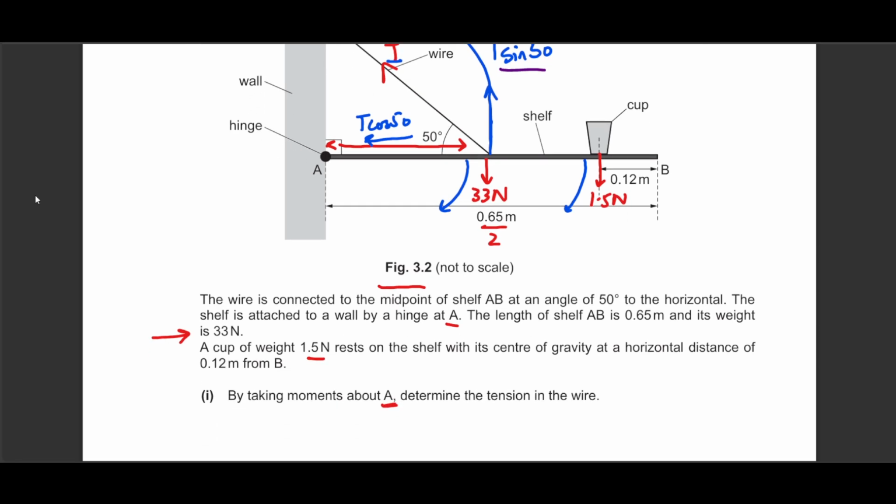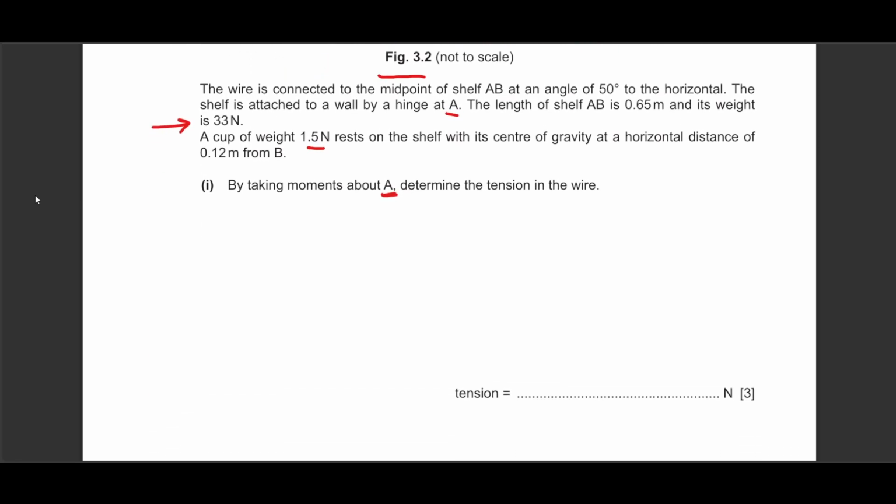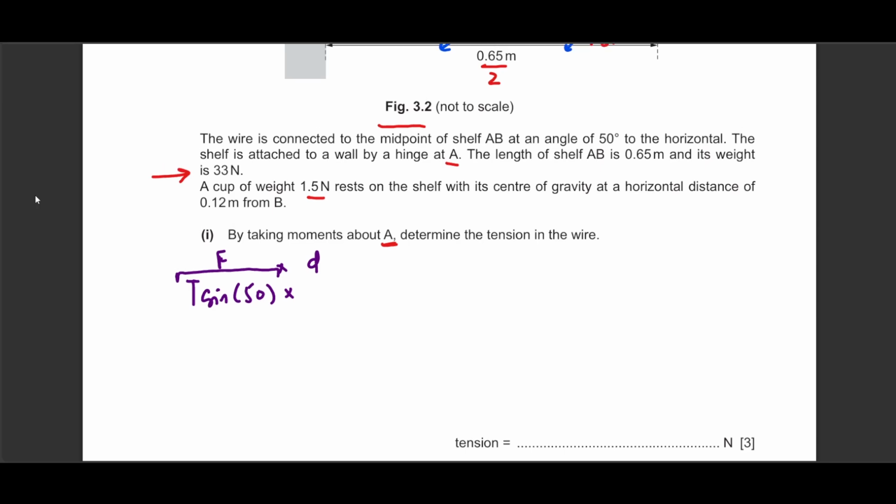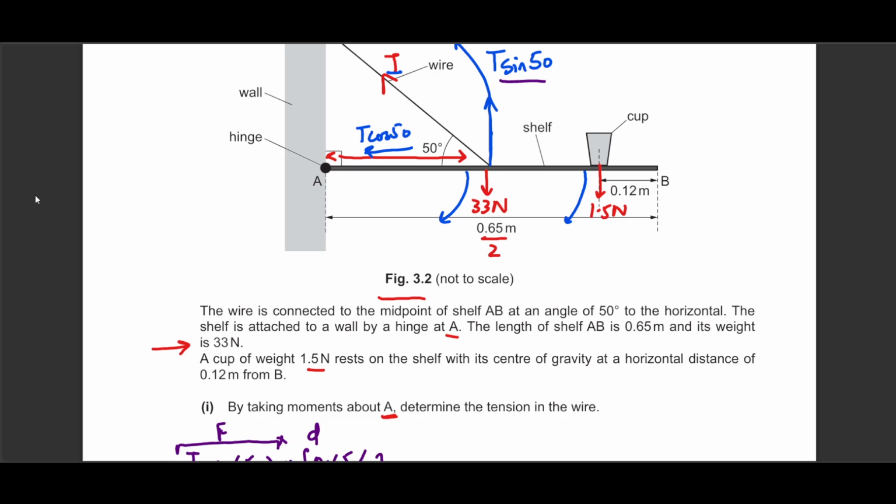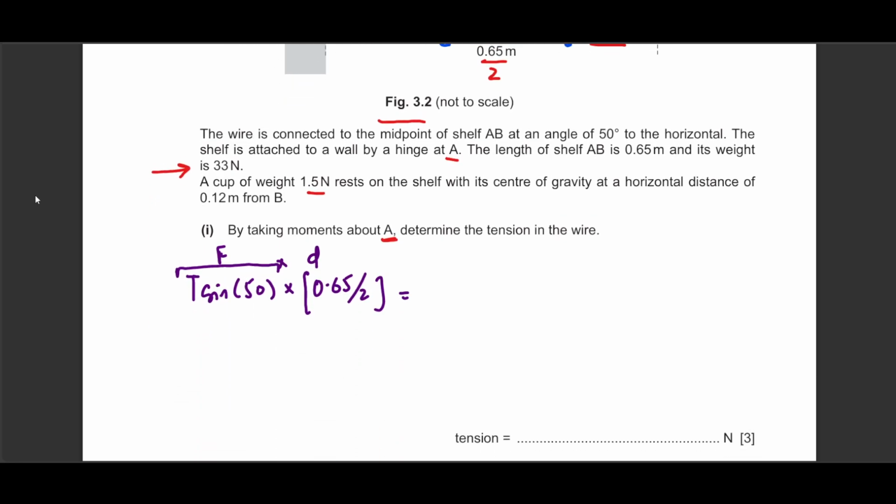So let's make the equation for clockwise and anti-clockwise. Let's take the anti-clockwise moment first, which will be T sine of 50, which is our force, multiplied by the distance from the pivot, which is definitely going to be half of 0.65. So I'm taking the full value over here, which is 0.65 divided by 2, equals the clockwise moment, which is because of the shelf weight and the weight of the cup. The shelf again is half distance from the pivot, so 33, which is the force, multiplied by the perpendicular distance, which is 0.65 divided by 2.